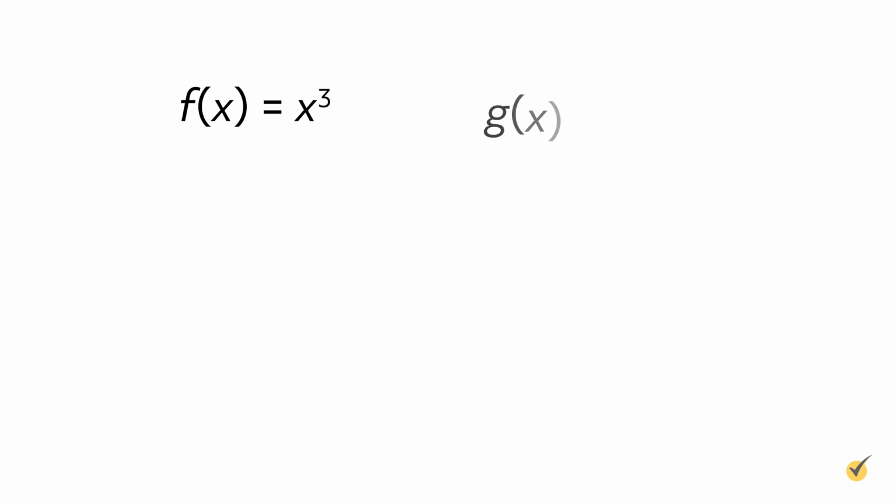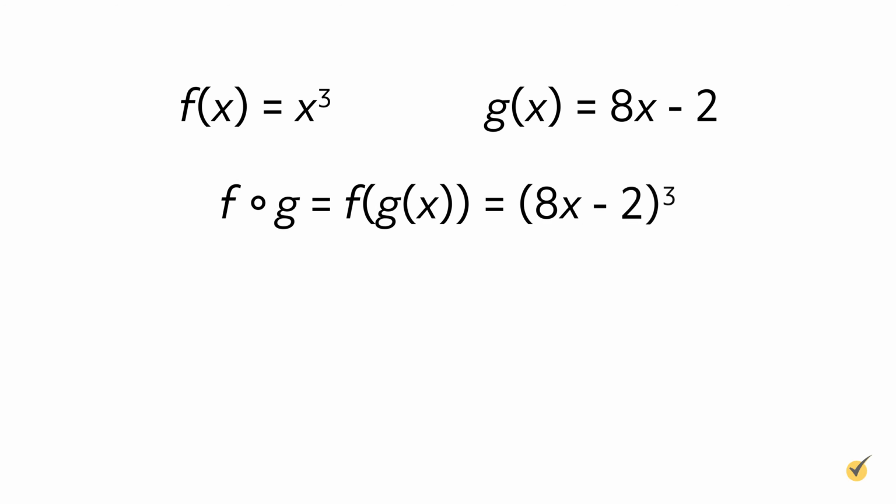Before we get started, let's briefly review composition of functions. Composition of functions can be described as nesting one function inside another, and is usually denoted with a little o between the two functions. For example, if f of x equals x cubed and g of x equals 8x minus 2, then we would say that f composed with g is equal to f of g of x, which is equal to (8x minus 2) cubed.